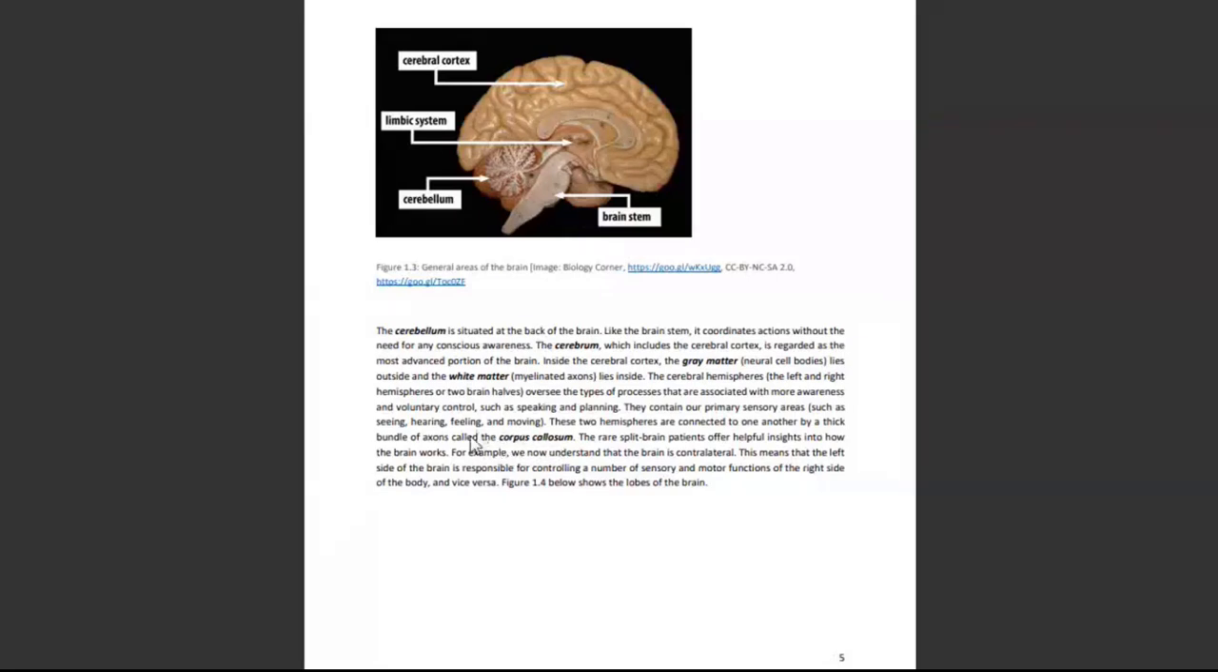Corpus callosum connects the two halves. These two halves are connected to one another by a thick bundle of axons called the corpus callosum. So this is a corpus callosum.